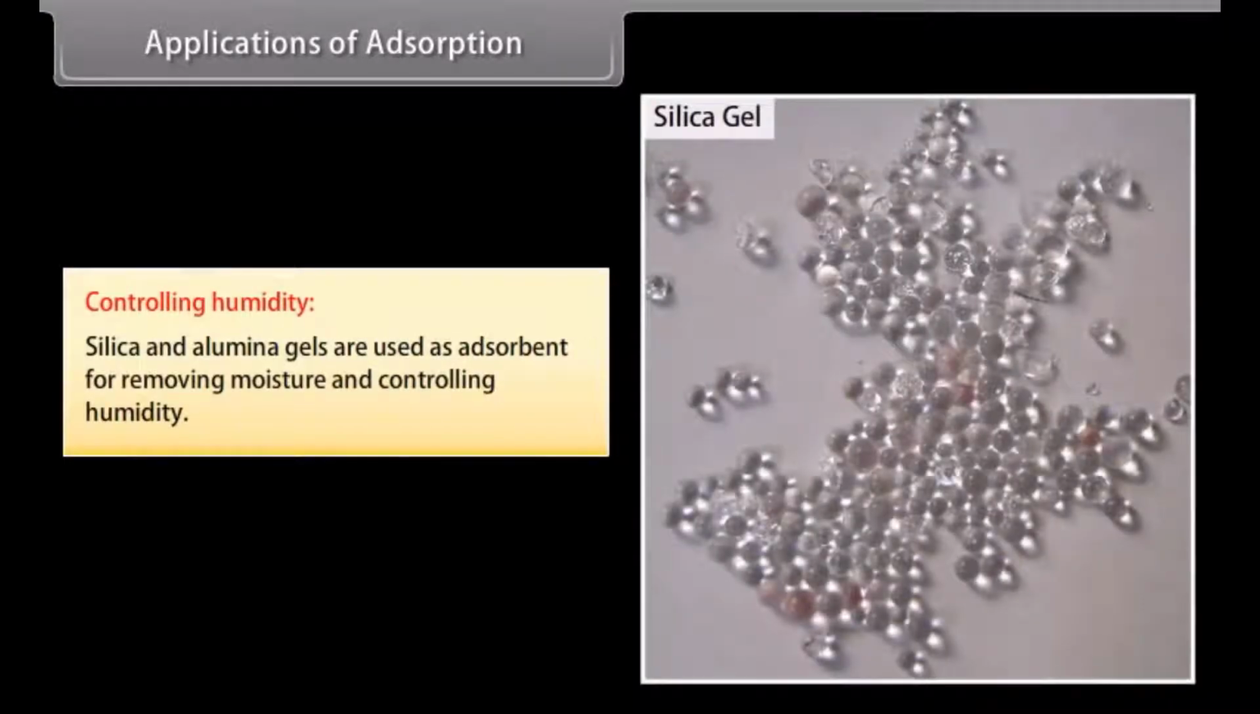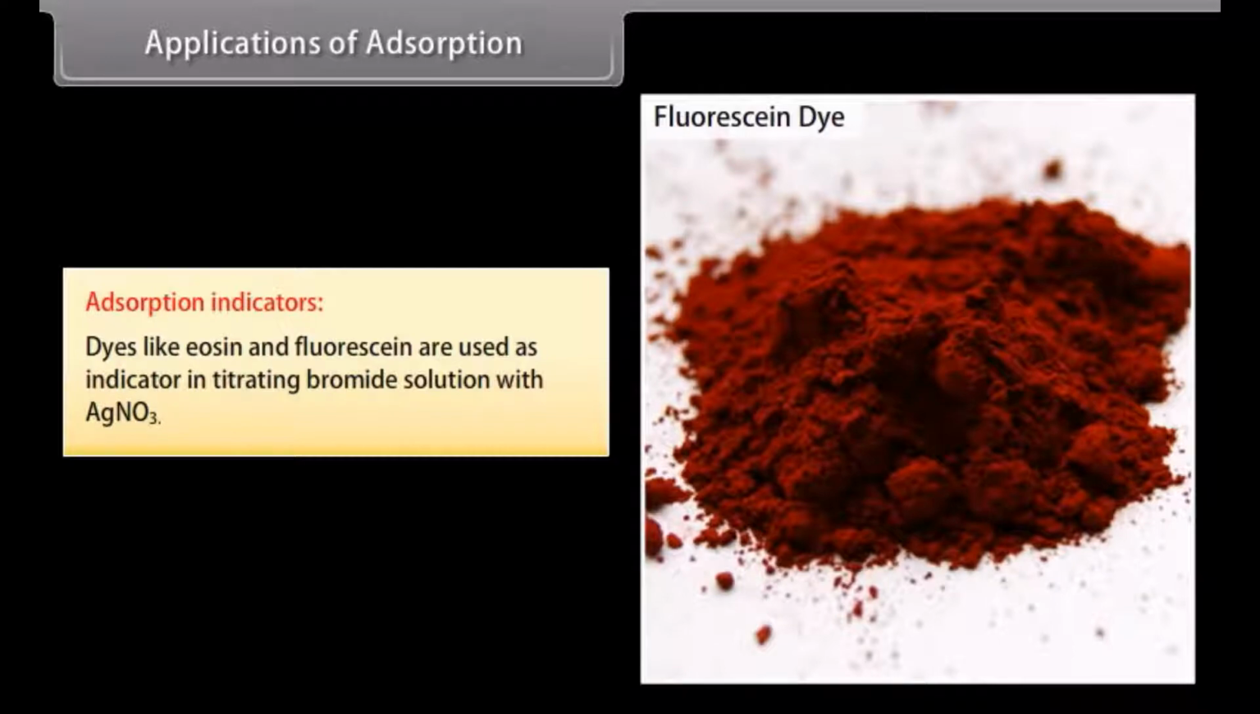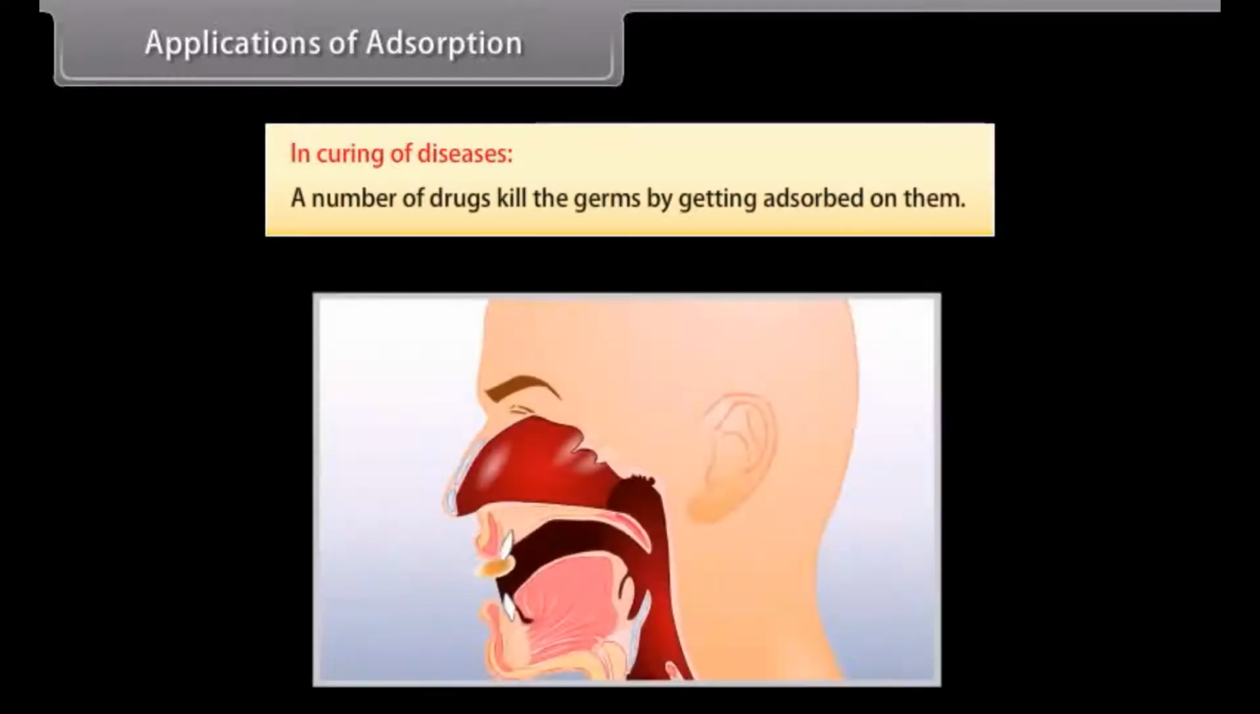Controlling humidity. Silica and alumina gels are used as adsorbents for removing moisture and controlling humidity. Adsorption indicators. Dyes like eosin and fluorescein are used as indicators in titrating bromide solution with AgNO3. Precipitate of silver halide has the property of adsorbing these dyes and thereby producing characteristic deep colors at the end point in the titration. In curing of diseases, a number of drugs kill the germs by getting adsorbed on them.